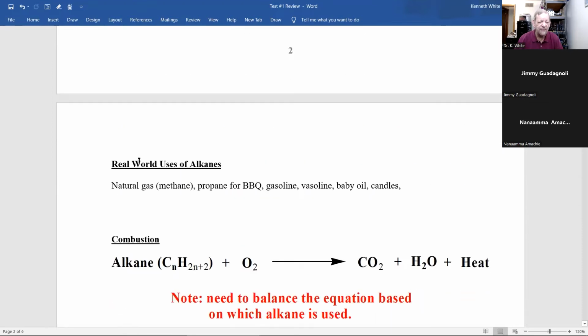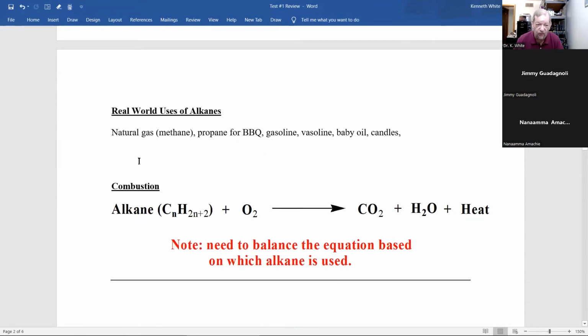All right, now you should know real-world uses of alkanes. Anybody drive by a gas station and think about half the way to a gas station is an alkane? Did you think about propane or natural gas, methane? Those are alkanes you use in your daily life. So is Vaseline, baby oil, and half the way to candles are alkanes.